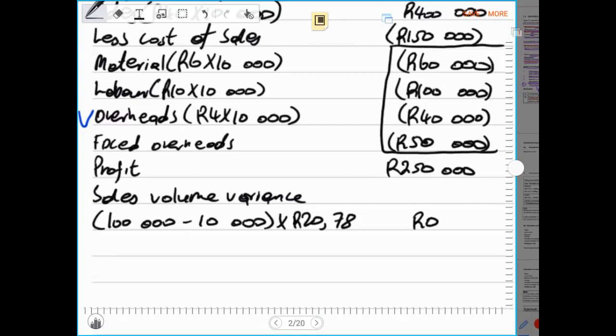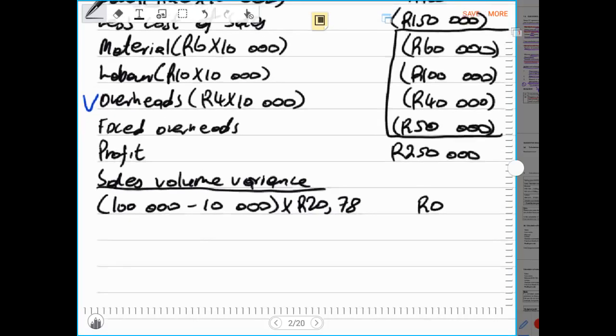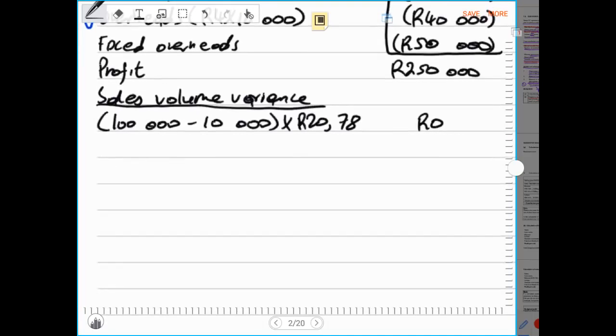So we could have also skipped that, but since they said we must be as detailed as possible, we just also needed to show that there was supposed to be our sales volume variance. Then after we do our sales price variance. Our sales price variance is the actual selling price, which we know was 41 rand, minus the budgeted selling price, which is 40 rand. We times this by the actual sales.